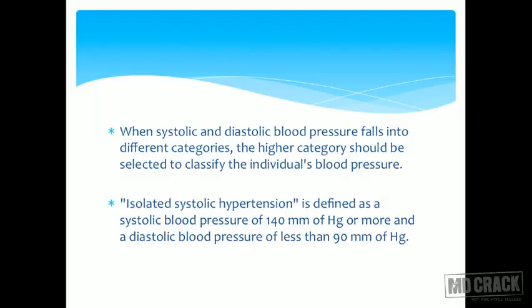The next entity is isolated systolic hypertension, and it is defined as a systolic blood pressure above 140 mm of Hg and a diastolic of less than 90 mm of Hg. So there is a discrepancy. The systolic is above, but the diastolic is below. So there is a discrepancy, and therefore this is called isolated systolic. Systolic alone is more, diastolic is okay.